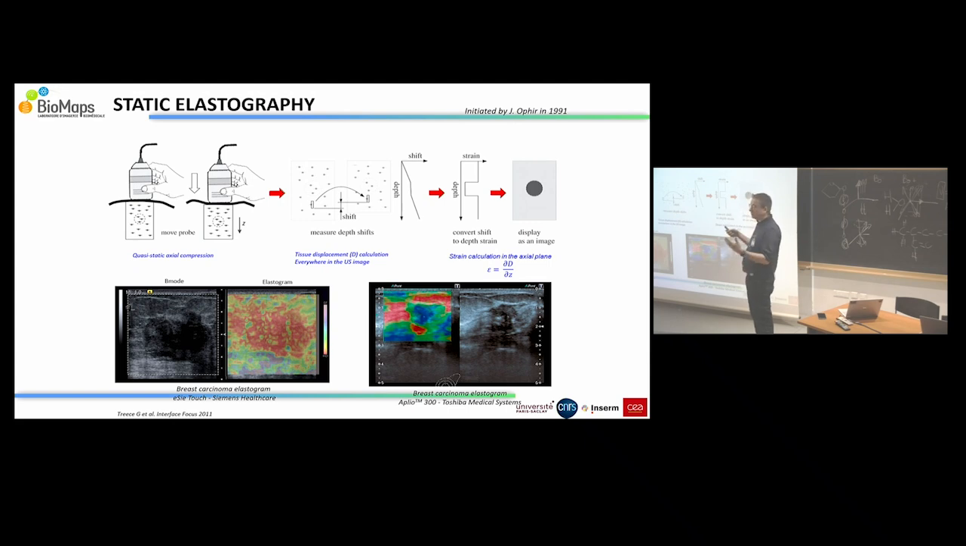So like this, I can have an image of the strain, and it was implemented into the device, and it gives you a new information that you can couple with your classical B-mode image in order to try to do a diagnosis. So here you have an example on a Siemens device or a Toshiba device, and it's color-coded, so when it's red, you have small strain. When it's blue, you have high strain. So you can say, oh, everything in red is hard, everything in blue is soft. But this is just relative, because you don't know the stress you have applied. You just quantify the strain.